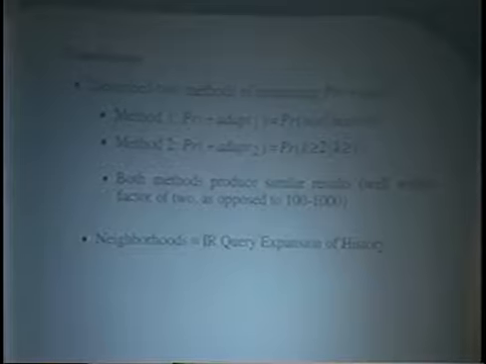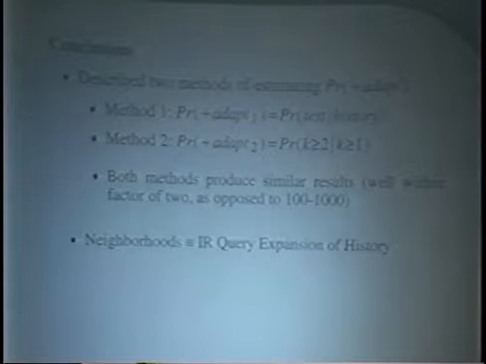What I've done here is to describe two methods for estimating positive adaptation. One is this method where I split the documents into test and history and count what's the probability of being in the test given that you were in the history. The other one is to count how many times I saw it 2 or more times given I saw it 1 or more times. Both methods produce similar results, well within a factor of 2, as opposed to the orders of magnitude that we see the separation these often produce.